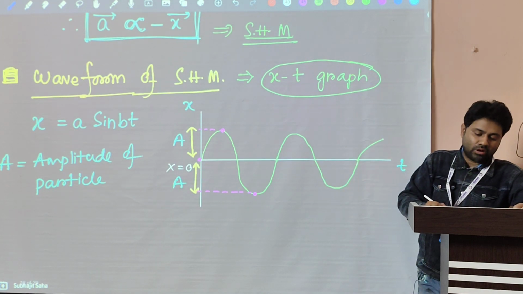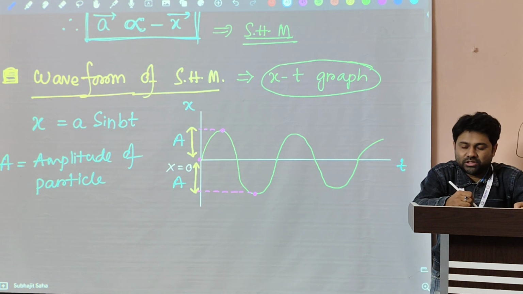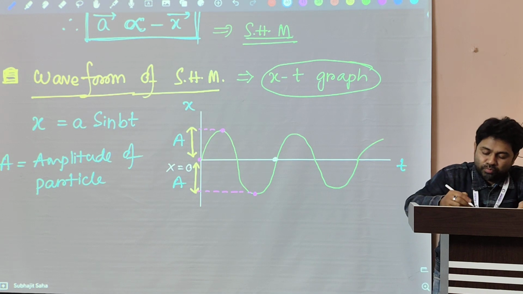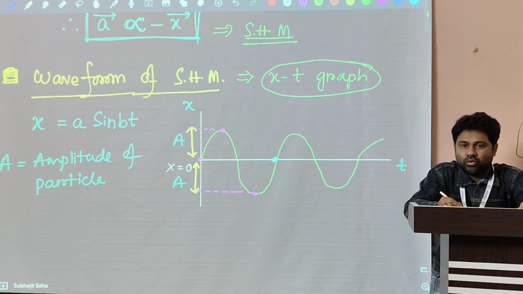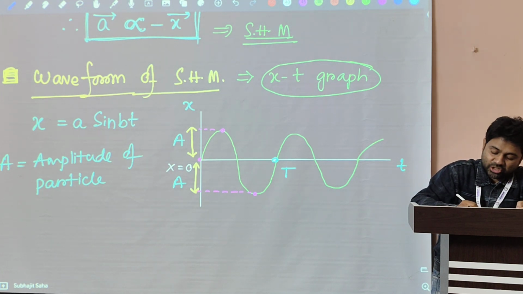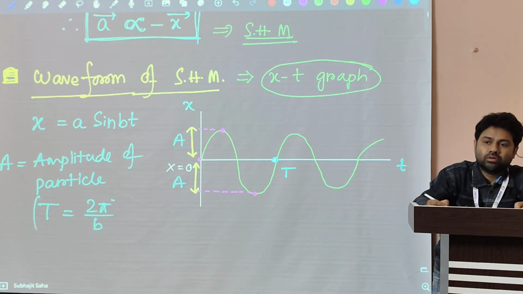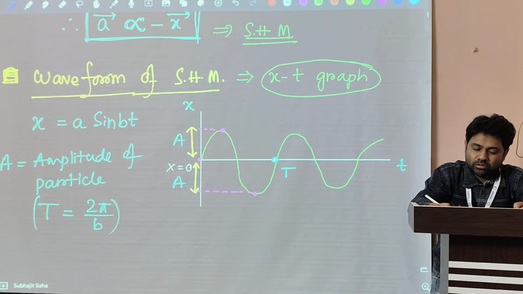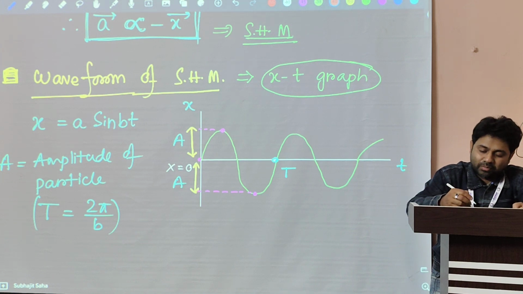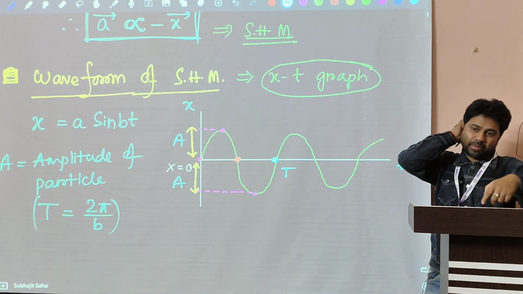How can you find the value of amplitude? Just take a look when the particle reaches at that point. If you put the values of t here, we already learned that the time period of particle, say capital T, in previous discussion we already learned that capital T is 2 pi by b. I'm marking a point on the graph by an orange point here. When does the particle arrive there?